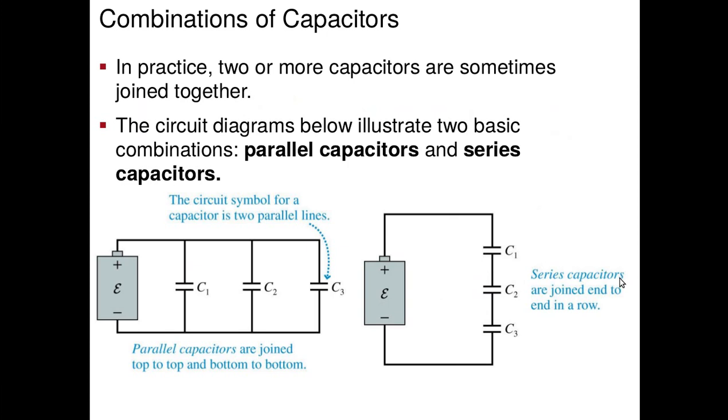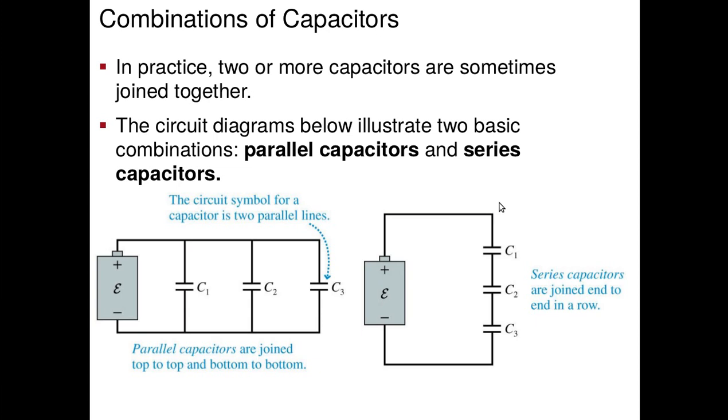So the first part of chapter 18 we're going to deal with capacitors, multiple capacitors in a circuit. These diagrams show three capacitors, and they are joined in two different ways. The diagram on the left represents three capacitors combined in parallel. And this diagram shows three capacitors that are in series.